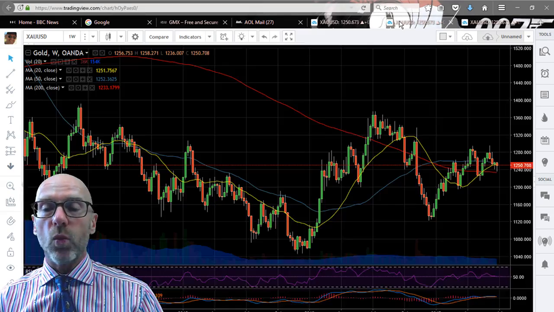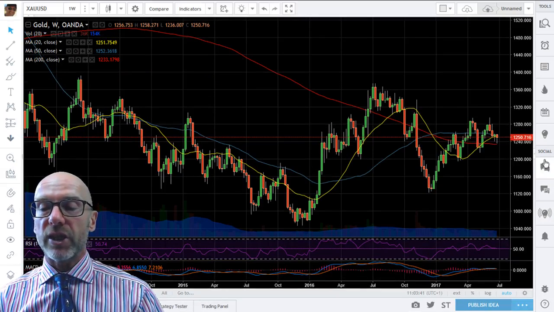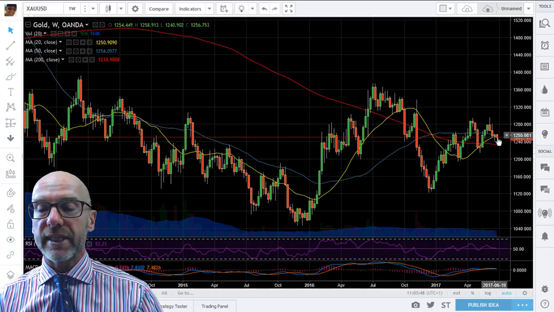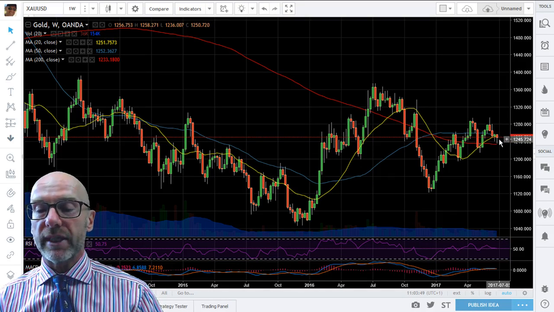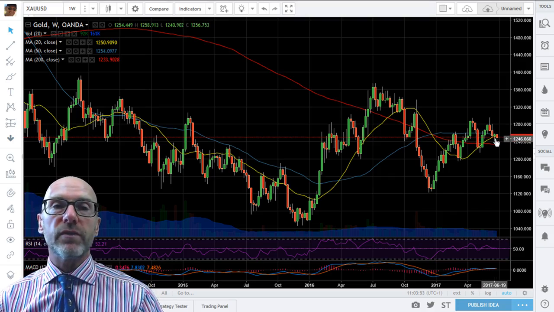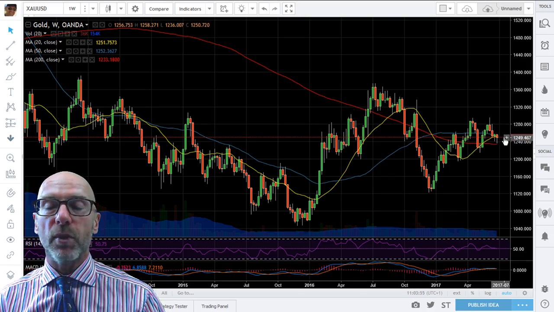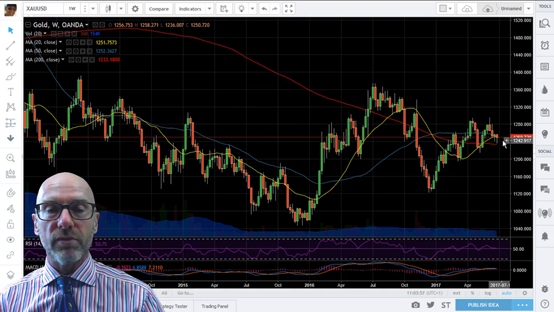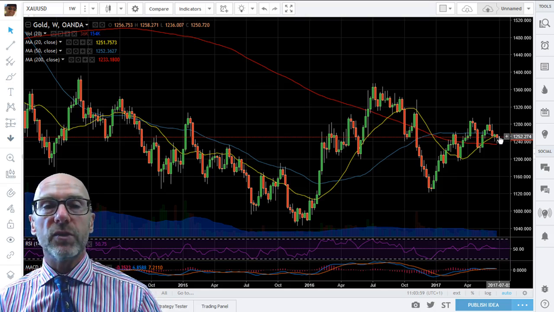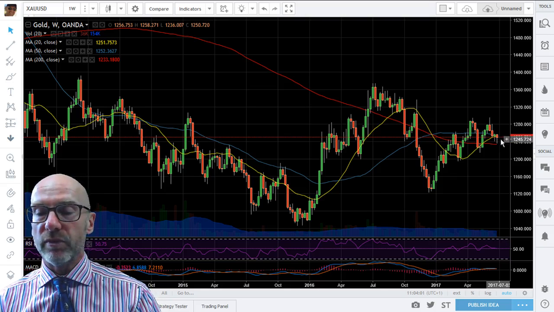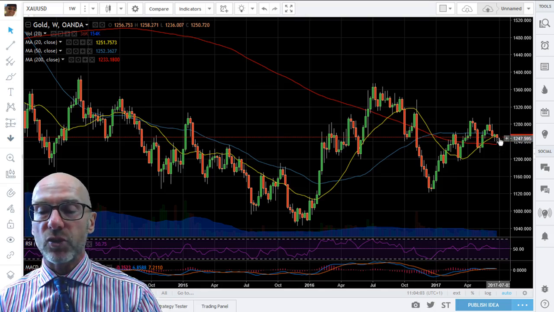On the weekly, so now each candle represents 1 week, you can see that the 50 week moving average is tracking down and is at the market level, as is the 20 week. Quite often when you get the spot and the moving averages all converging on one point, you do get quite an explosive move in any direction once it breaks away from there.